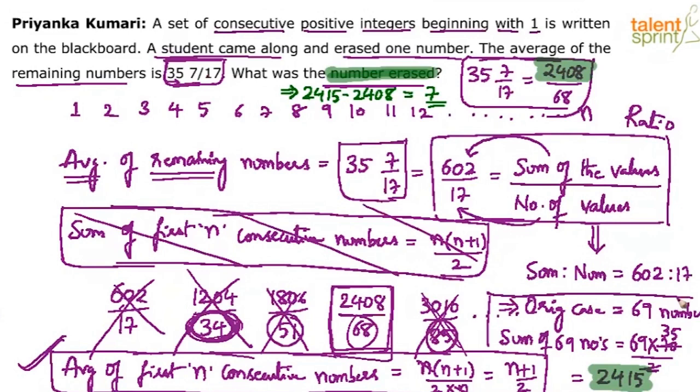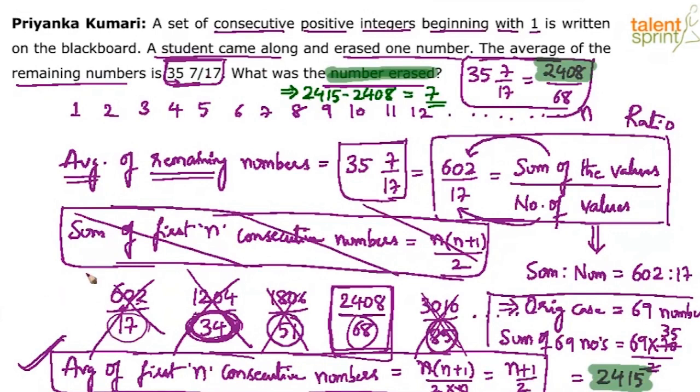So we'll get multiple cases, right? There are infinite cases that way: 602 by 17, 1204 by 34, 1806 by 51, 2408 by 68, and so on. My point here is, if we consider 602 by 17 to be correct, the remaining numbers are 17. If the remaining numbers are 17, total numbers are 18 because only one number was erased. What is the average of the first 18 numbers? It is 18 plus 1 by 2, which is 19 by 2, which is 9.5.